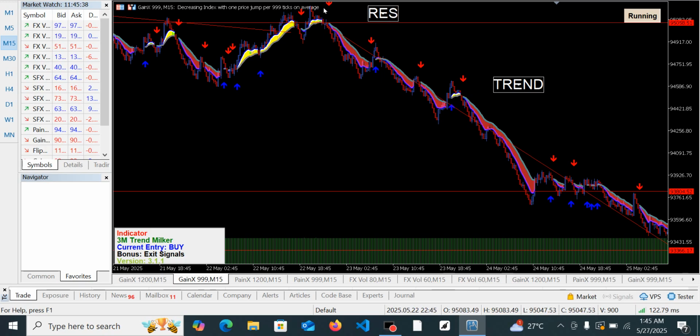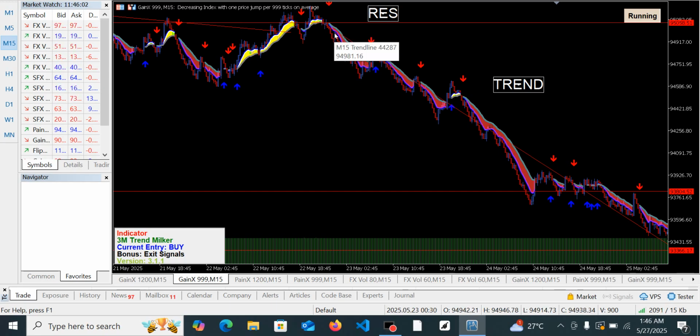How do I get to know about that? Sometimes, if you don't have the right trading tools, you might find it difficult to identify the trend. This particular setup I have on my chart is called the 3M Trend Milker indicator. It is a custom-made indicator, and at this particular point it gave me a downtrend signal.